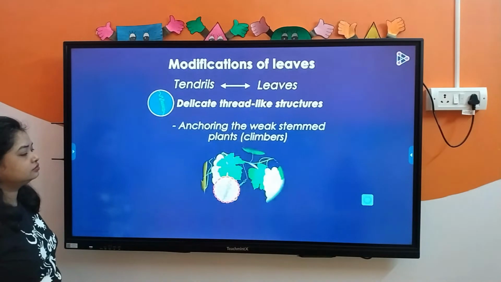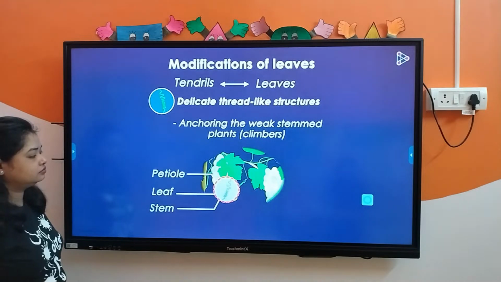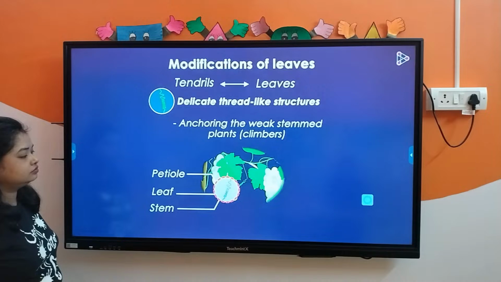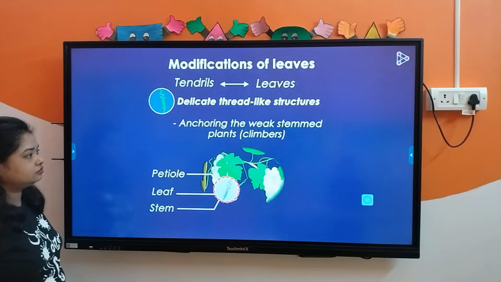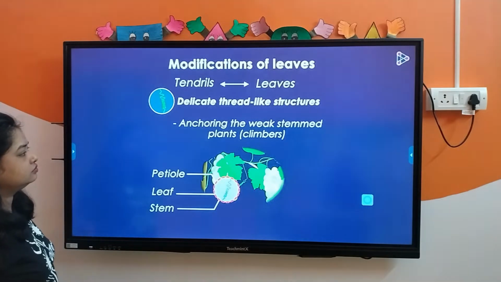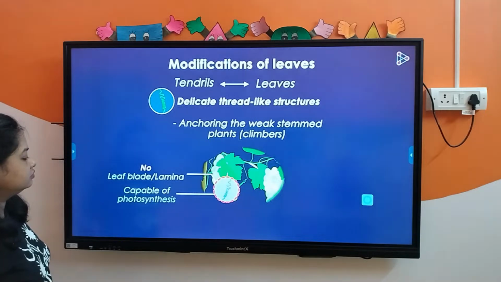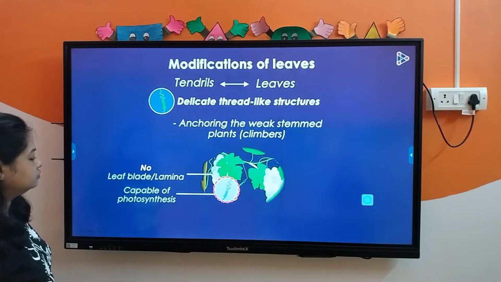In botany, a tendril is a specialized modification of either leaves, stems, or petiole. These appear to be thread-like and are used by plants for obtaining support. But it's true that they do not look like a typical leaf. They do not have a lamina or blade, but they can still photosynthesize.